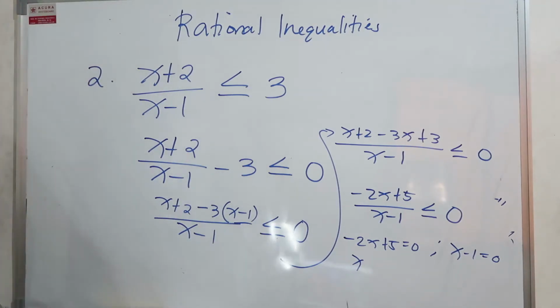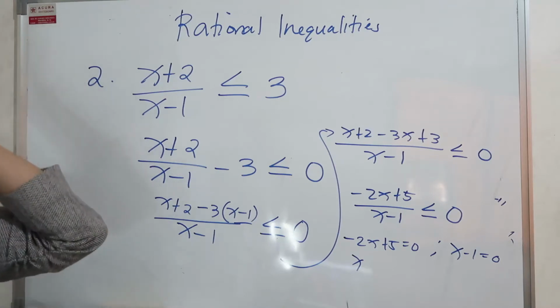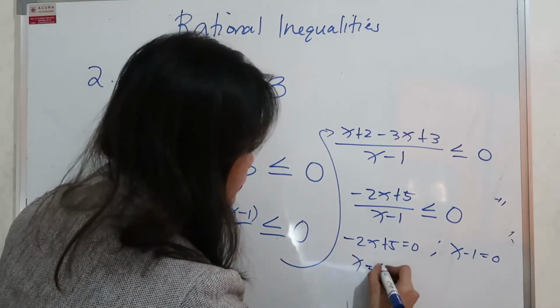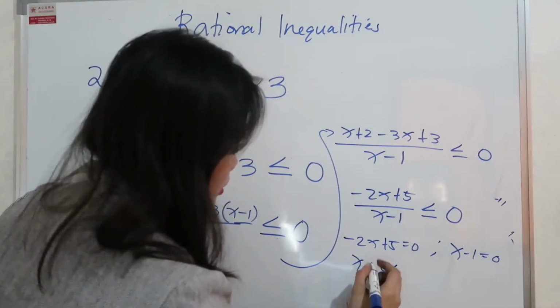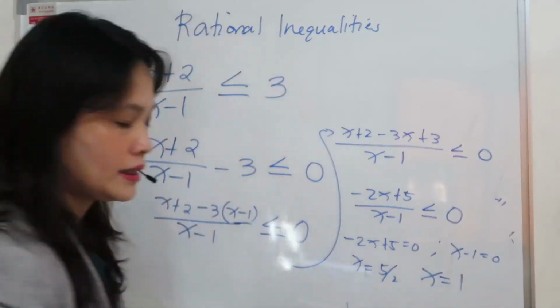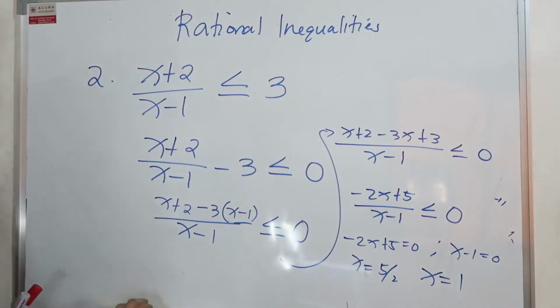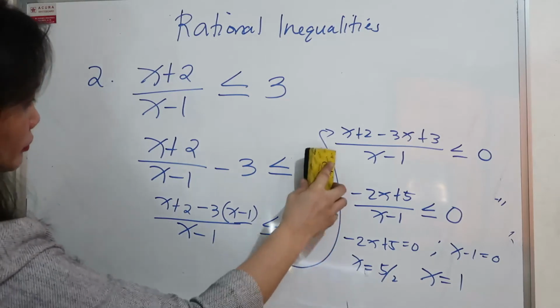Is it negative 5 halves? Okay, so you do have 5 halves, and then the other one is 1. Okay, 5 halves and 1. Then what's next?